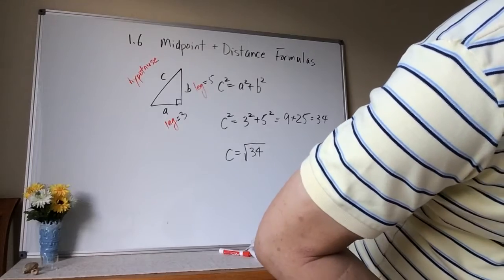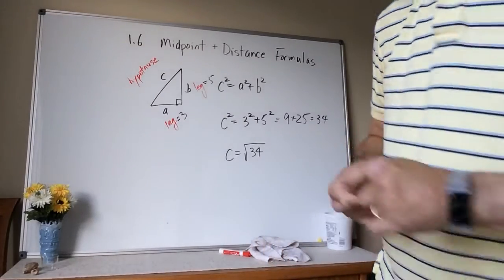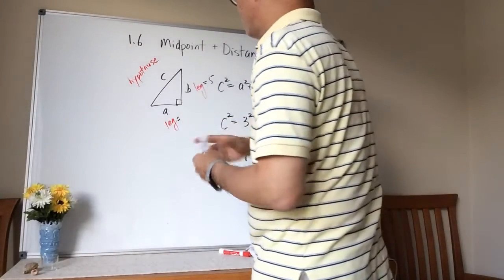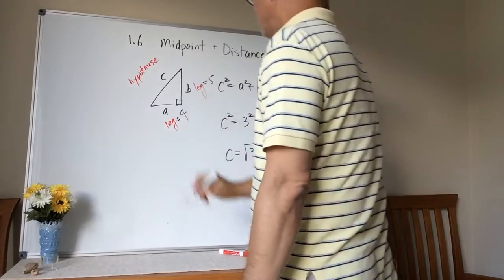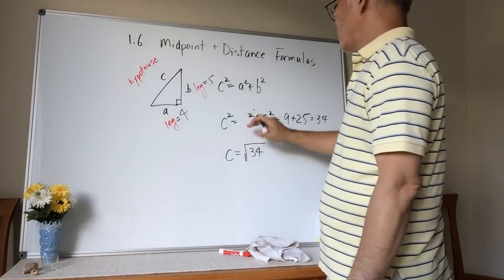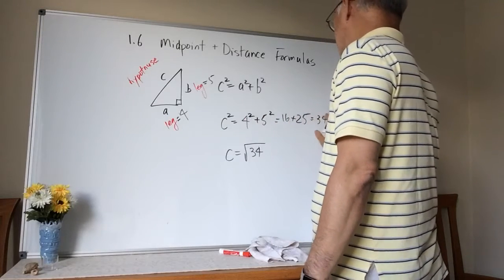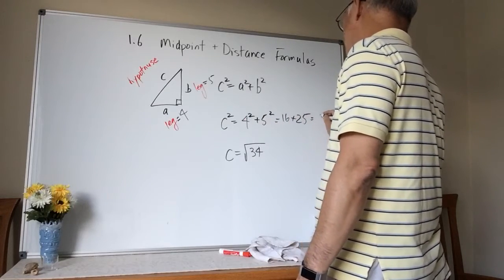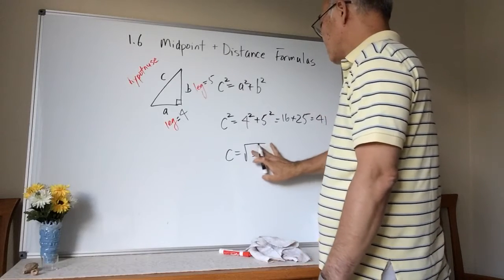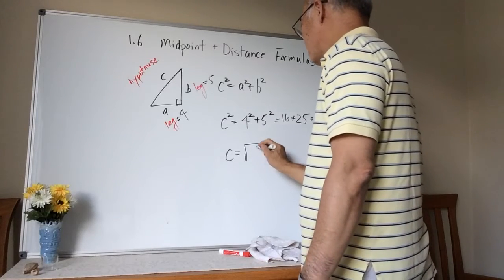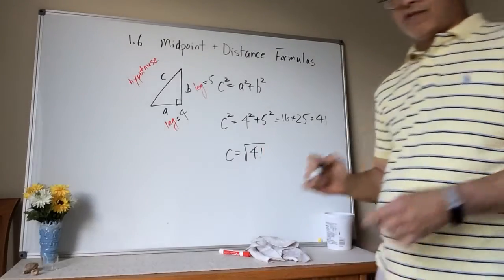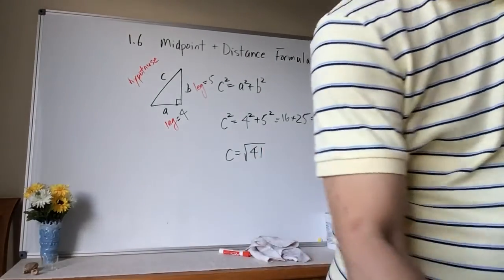Oh, it's 41. Where did I go wrong here? It's 4 and 5. Oh, this is 4. I'm sorry, this was 4, so this would have been 4. So 4 squared is 16, making this 41. So the hypotenuse would have been the square root of that, so it's the square root of 41. Okay.